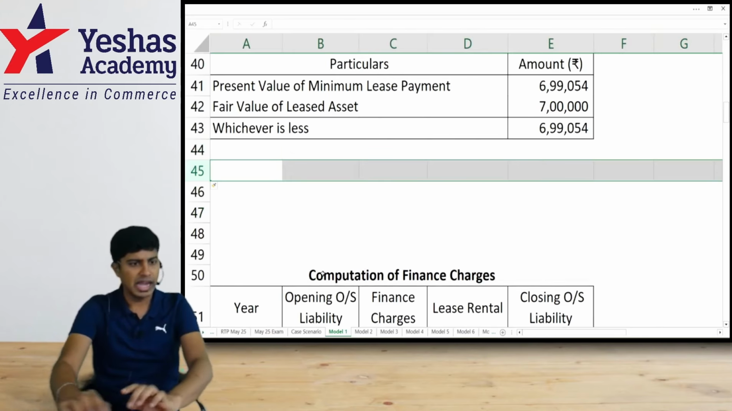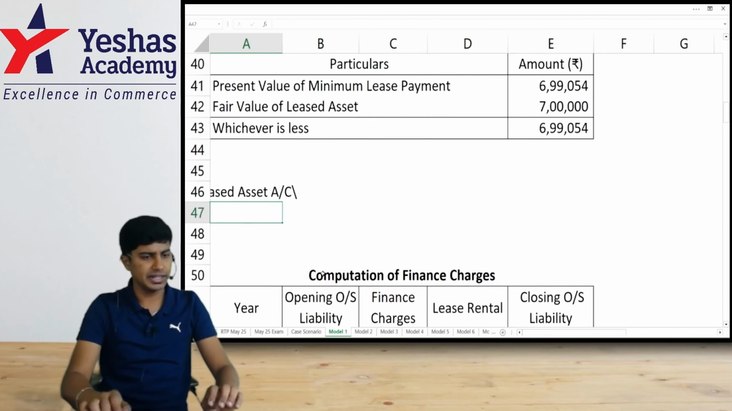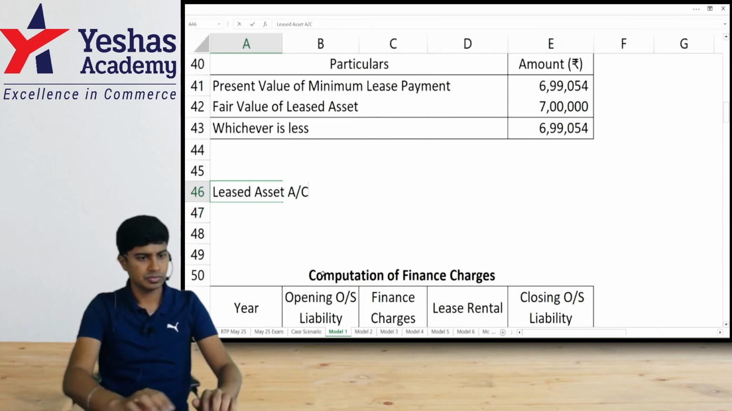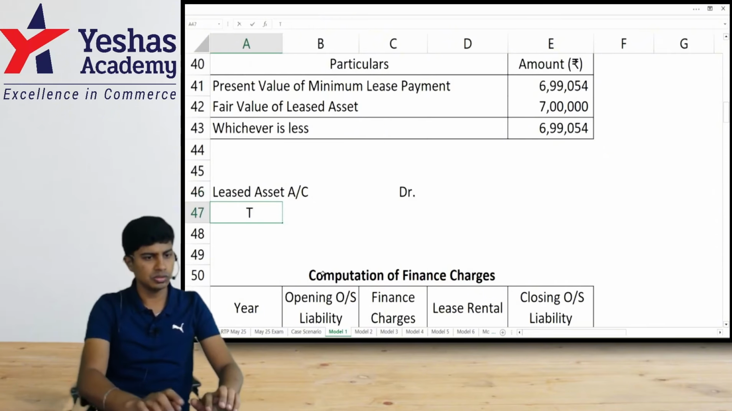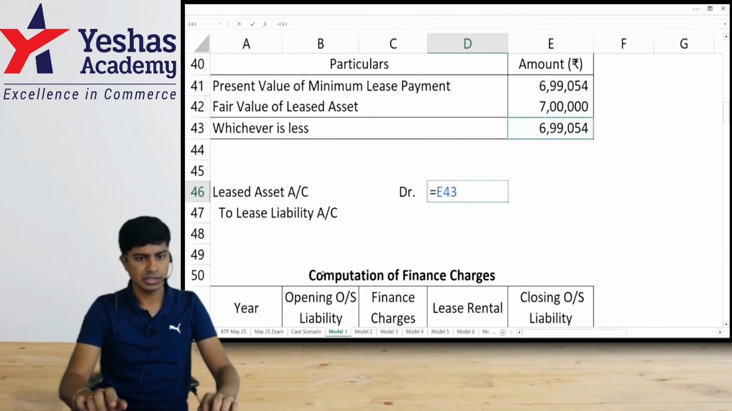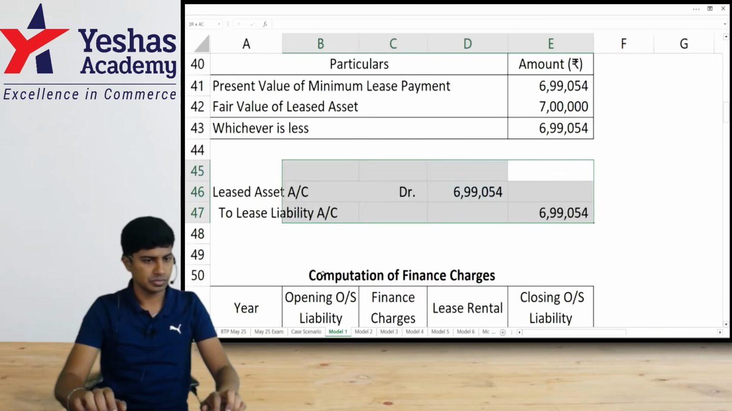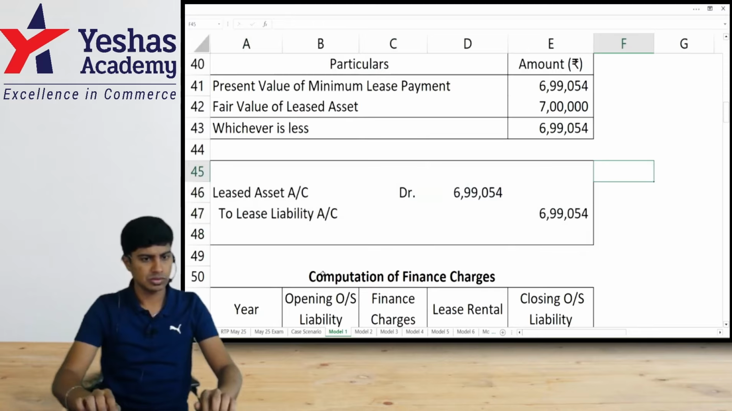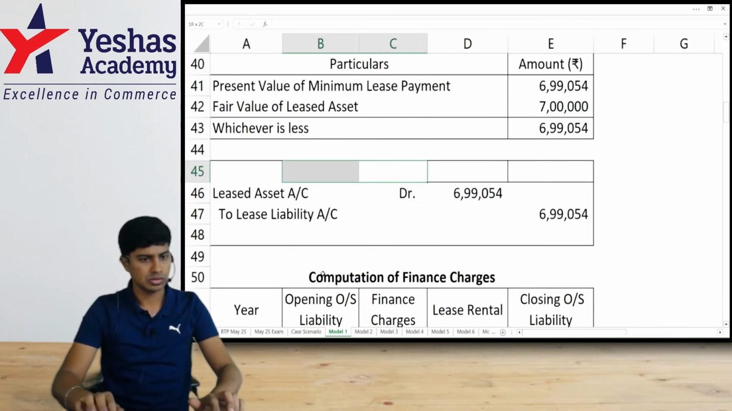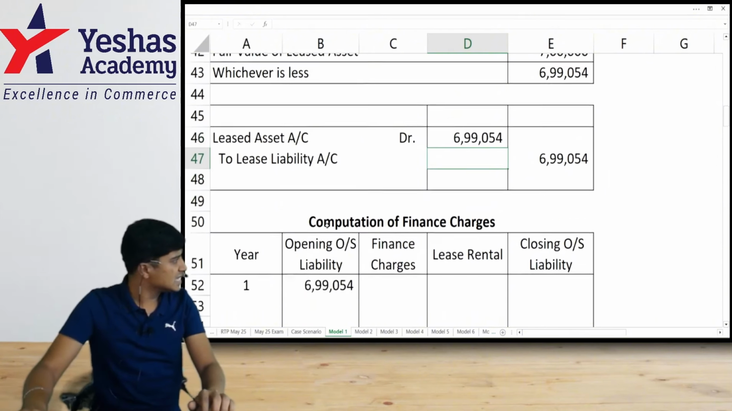If you would want, I would mention the journal entry here. You would write leased asset debit to lease liability account. How much is your leased asset? 6,99,054. This is the entry. Am I right?